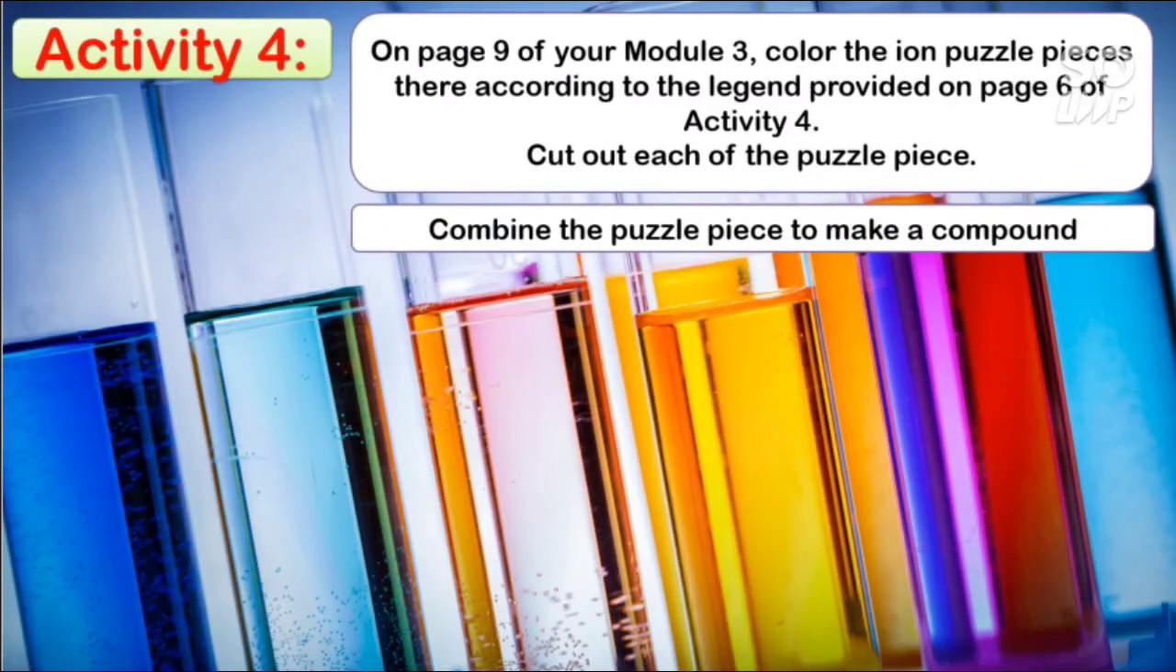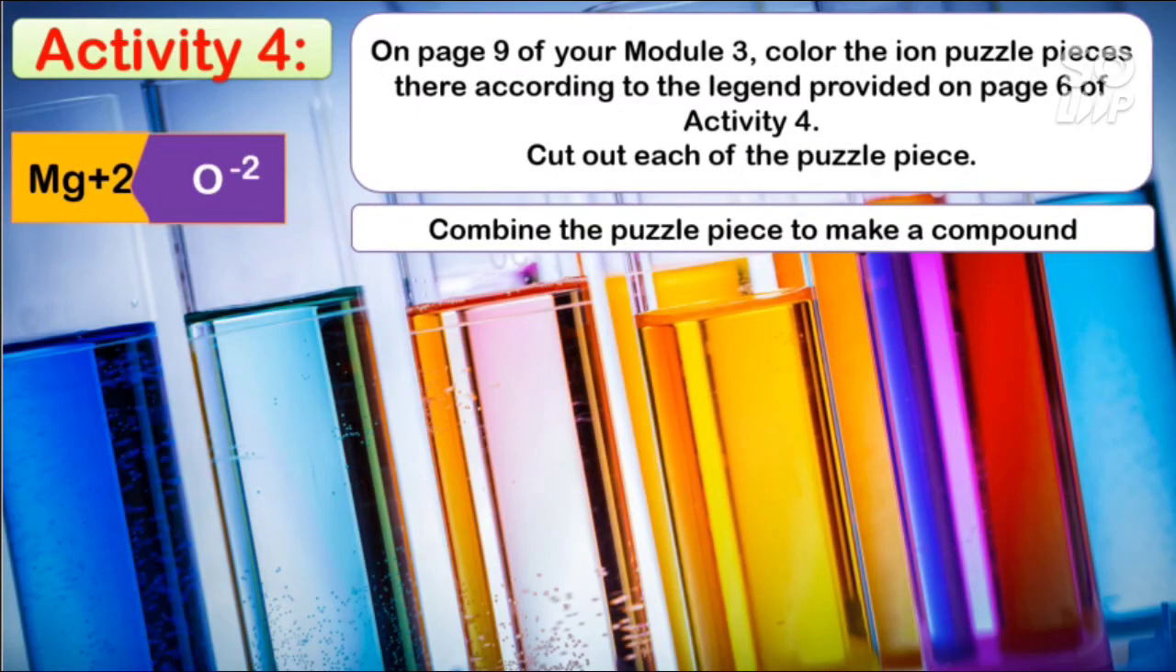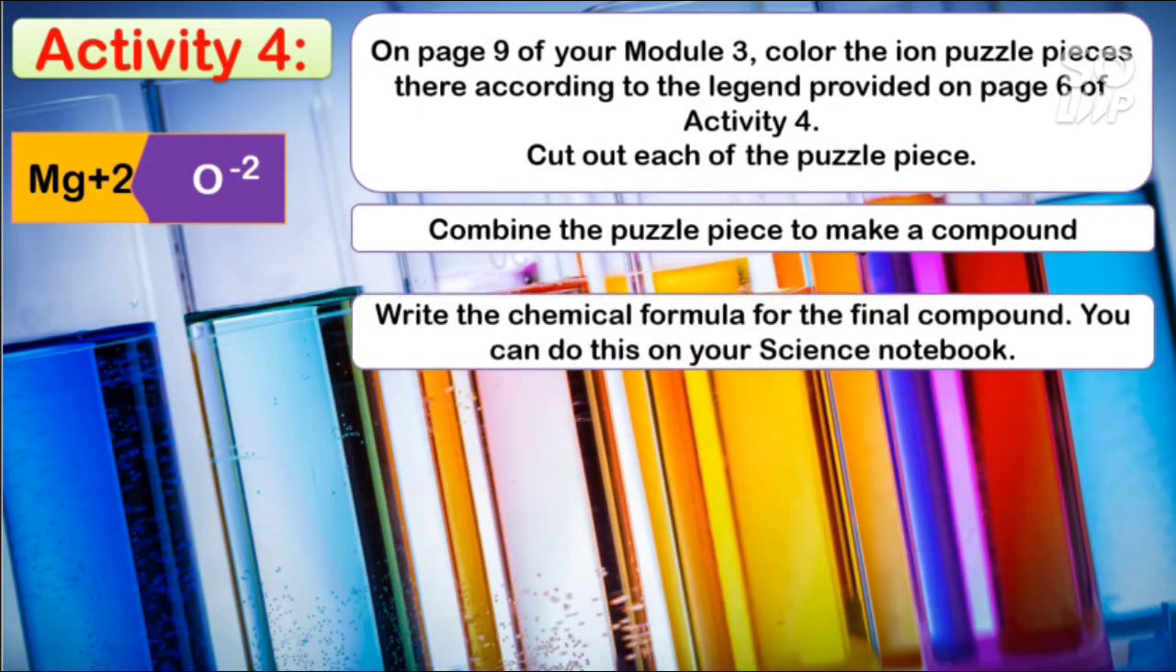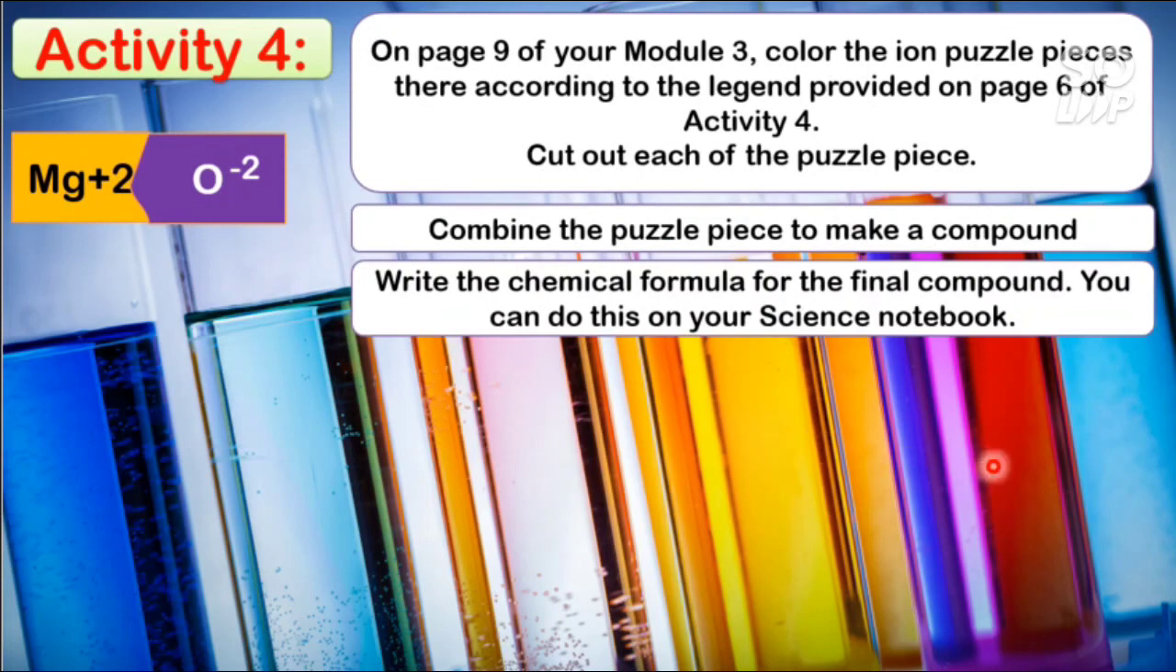They should have 8. So, for example, we have magnesium, which has a positive 2 charge. I will combine it with 6 charges to make it 8. So, oxygen has a negative 2. And then, write the chemical formula for the final compound. You can do this in your notebook.